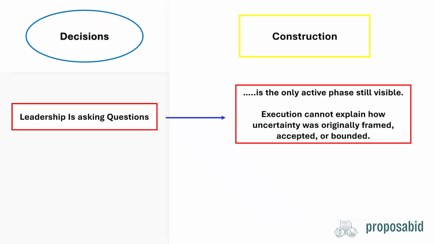So the observable object is the job site, is construction. And the explanatory object sits somewhere earlier where fewer artifacts remain. And that's in the decision phase. So the conversation is anchored to what can be seen. And the conditions being reacted to were formed where visibility is much lower. And those are two different layers.